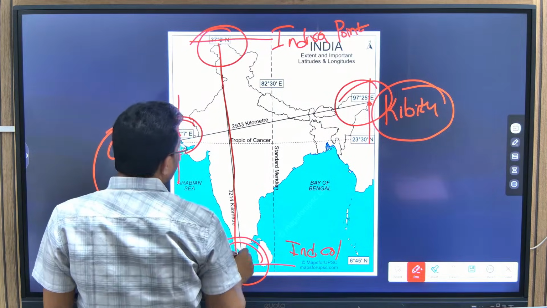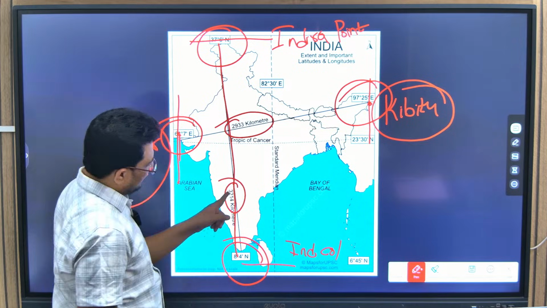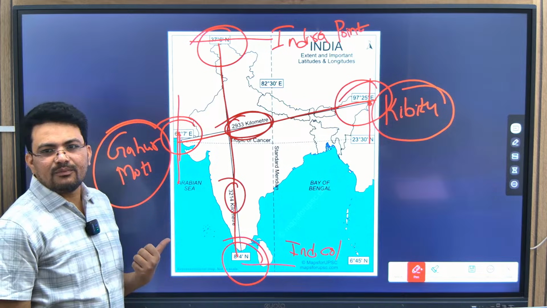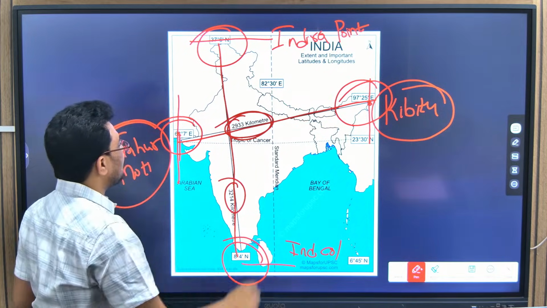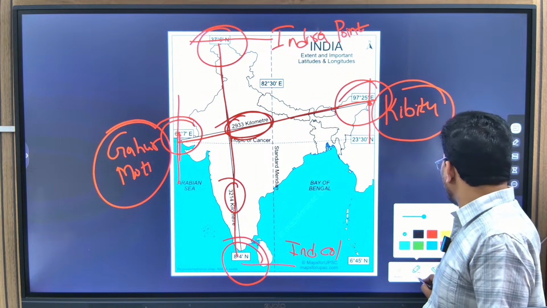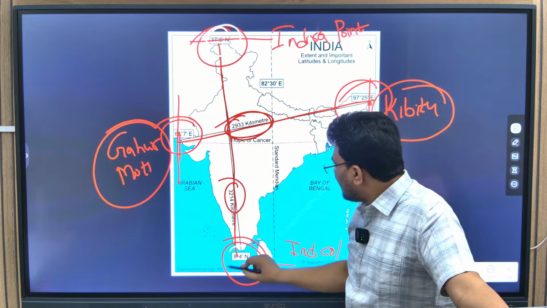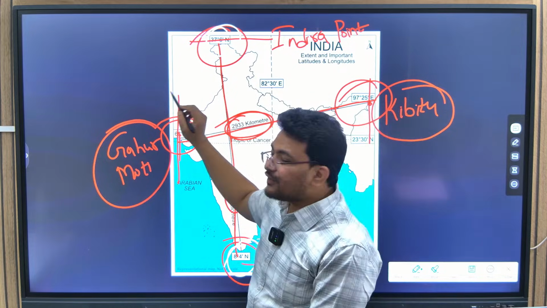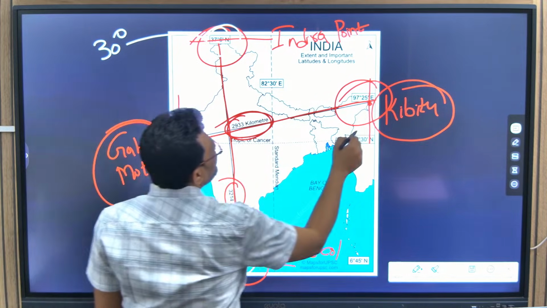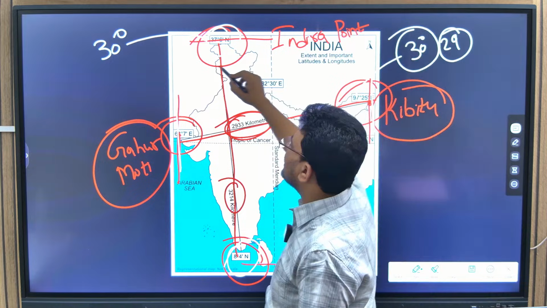So this north-south distance is 3214 kilometers, and then east-west is 2933 kilometers. You have to remember that this distance is larger than this distance. If you calculate 37 degrees 6 minutes and 8 degrees 4 minutes, the difference is around 30 degrees. The same thing, 68 to 97, the difference is 30 degrees. To be exact it is 29, but we are taking around 30.